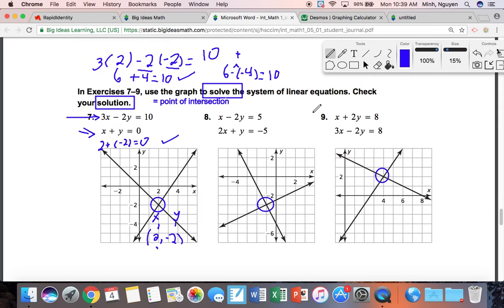That's a solution. Here, the solution you'll be checking is negative 1, negative 1, 2, 3. So you guys have to check that solution to show your work. This solution is 4, 2. Again, check your solution, show your work.